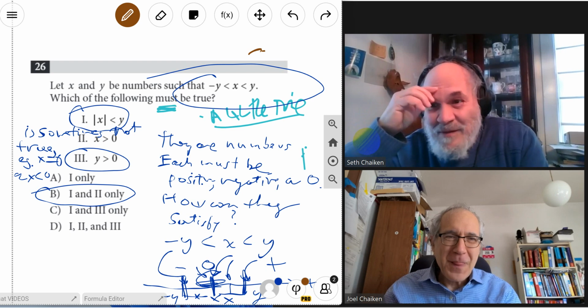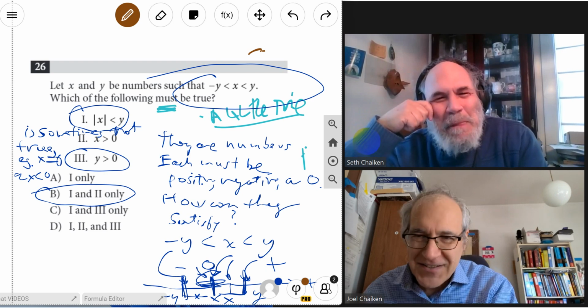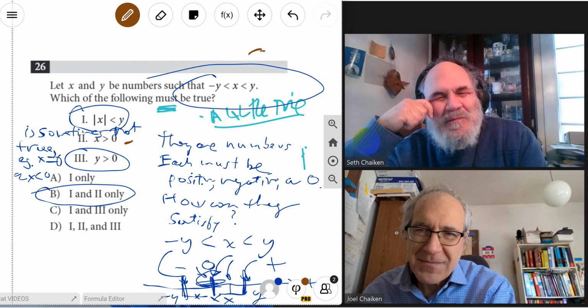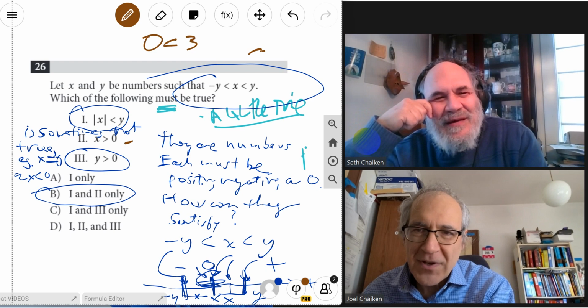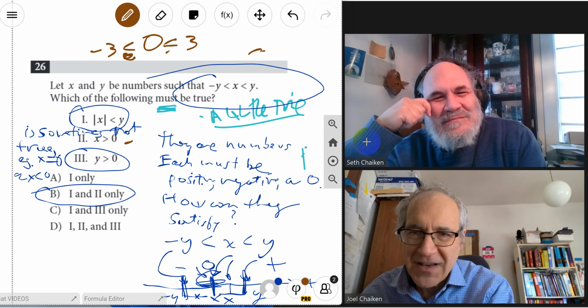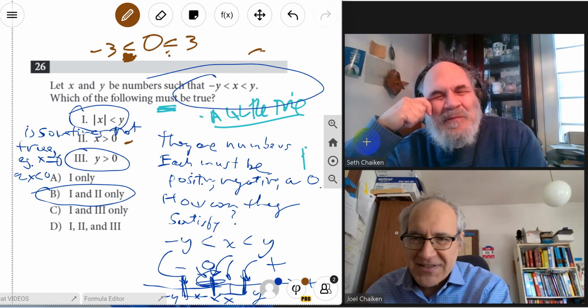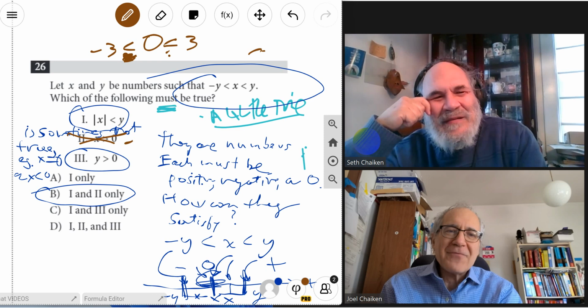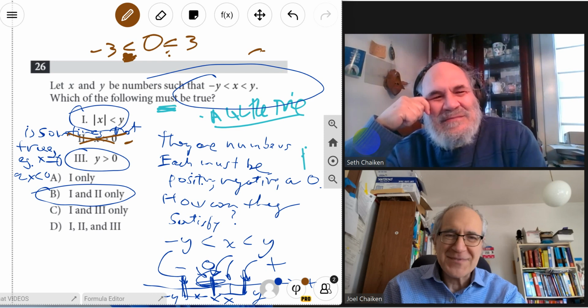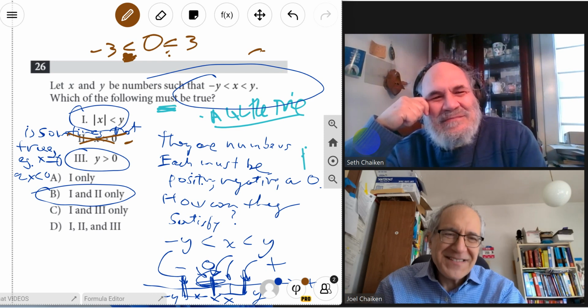Okay. So, I look at this and I say, can X be 0? Yeah, X can be 0, because you could go 3 and negative 3. So X can certainly be 0. I would definitely cross that out. That's obvious, it makes sense.